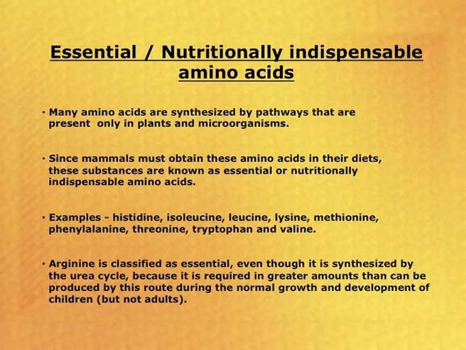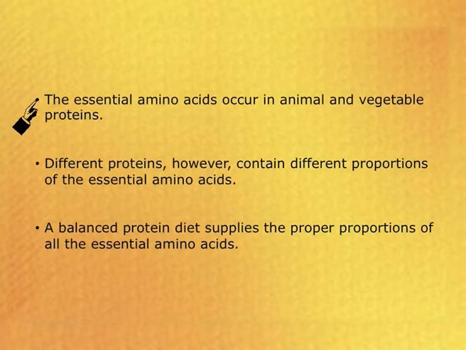Arginine is another amino acid which may be classified as essential, although it can be synthesized from the urea cycle, as it is required in greater amounts than it can be produced by that route for normal growth and development of children. The essential amino acids occur in animal and vegetable proteins, but different proteins contain different proportions of these amino acids. So a balanced protein diet supplies the proper proportions of all of these essential amino acids.